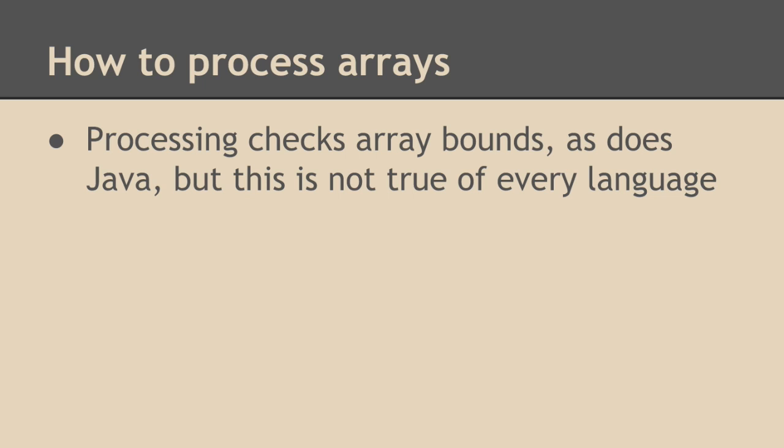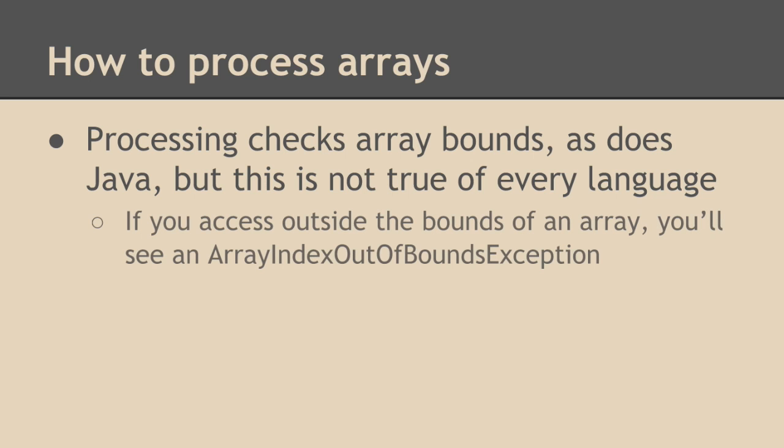Now, before we get on to looking at those examples, let's talk about bounds checking. Processing checks array bounds because it's based on Java, but that's not true of every language. So what that means is, if I try to specify an index that's less than 0 or greater than the index of the last element in the array, my program will crash. I'll get what's called an array index out of bounds exception.